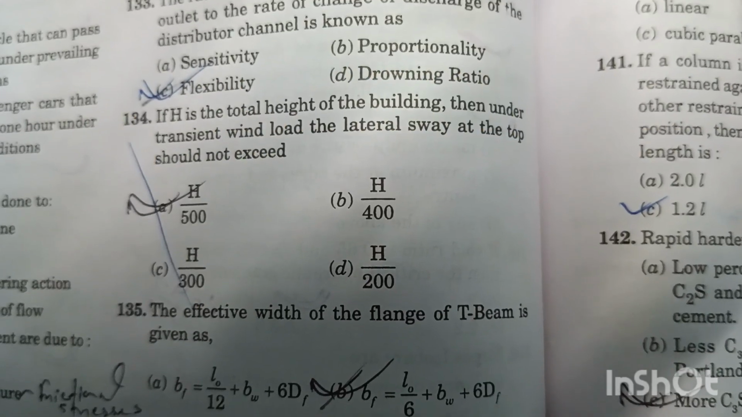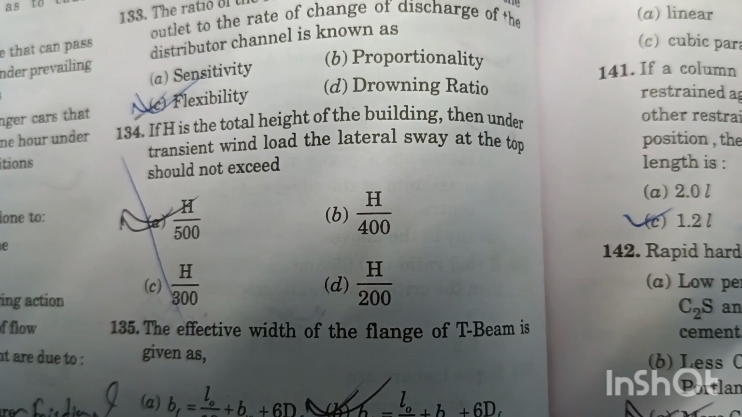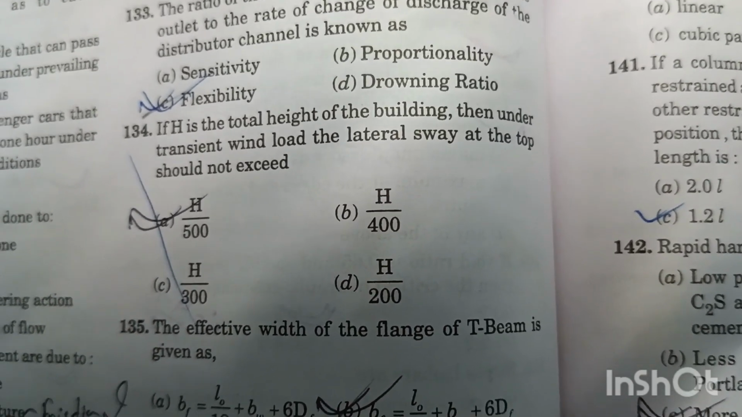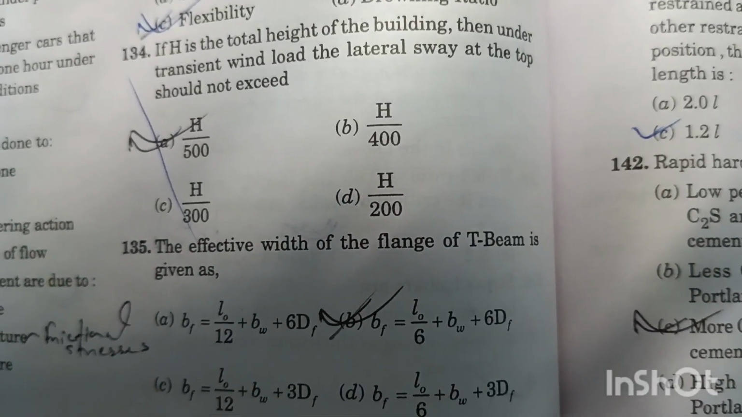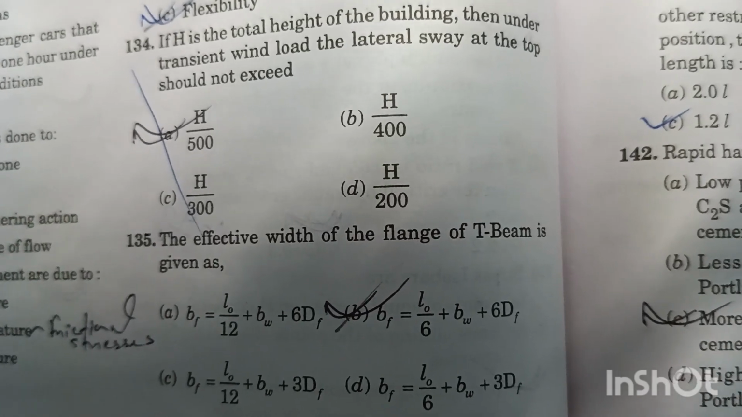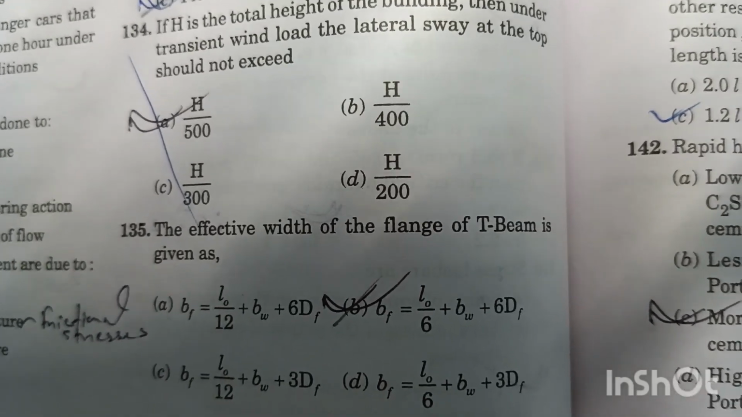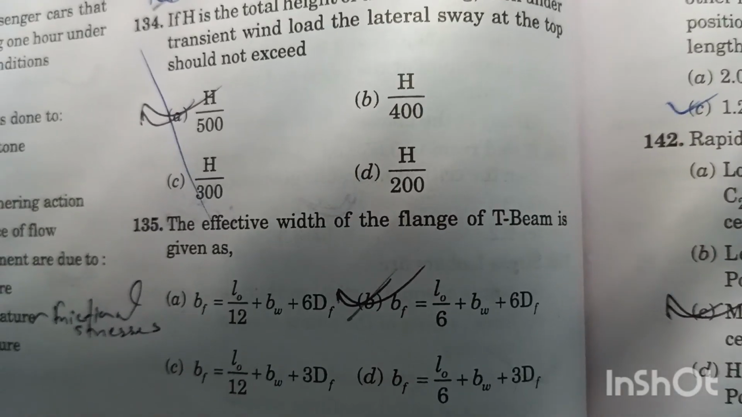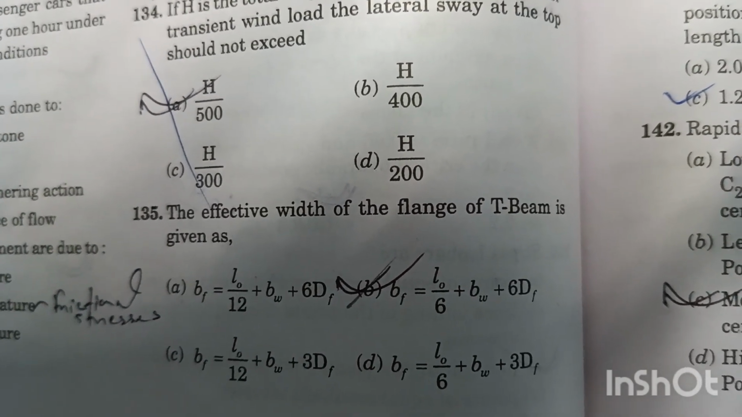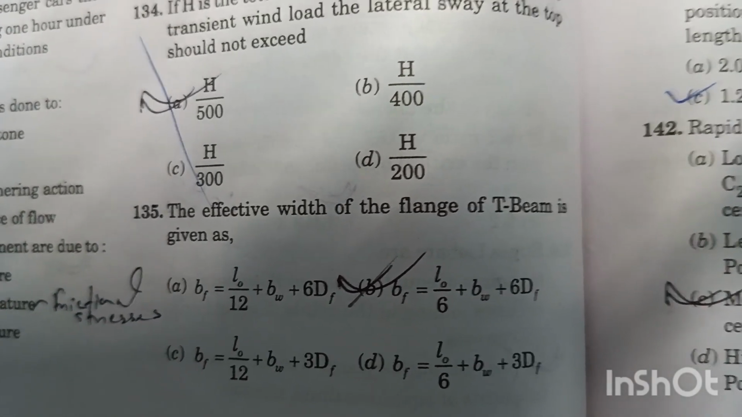Question number 134. If capital H is the total height of the building, then under transient wind load, the lateral sway at the top should not exceed H divided by 500. Option A is the right answer. Question number 135. The effective width of flange of a T-beam is given by BF equal to L0 by 6 plus BW plus 6 into DF. Option B is the right answer. L0 is the distance between the points of zero moments in the beam. BW is the breadth of web and DF is the thickness of the flange or depth of the flange.